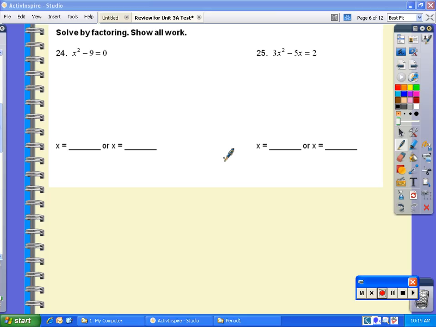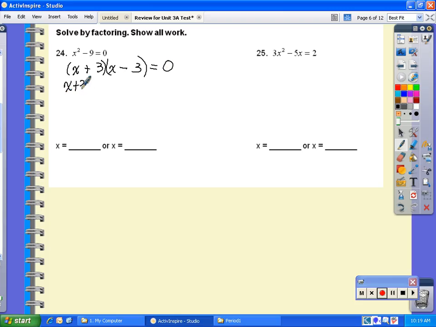Alright, so we are now going to look at solving a quadratic by factoring, numbers 24 through 27 in your quadratic review packet. For number 24, right off the bat, you should recognize that this is a difference of squares. So therefore, I have right away x and x, the square root of 9 is 3, and a plus and a minus. Now, when I multiply those together I get 0, I know that x plus 3 equals 0, or x minus 3 equals 0. If I solve both of those for x, I get x equals negative 3, and over here I get x equals positive 3. So my two solutions are negative 3 and positive 3.